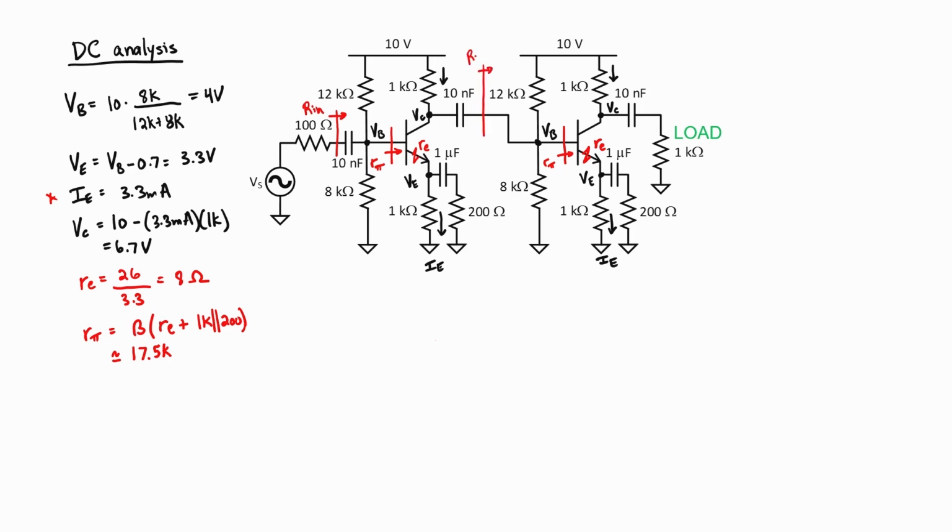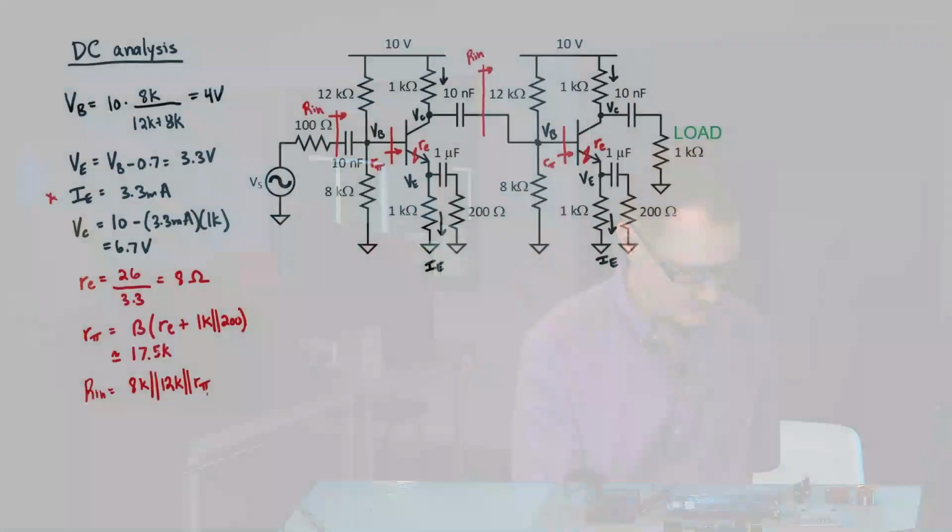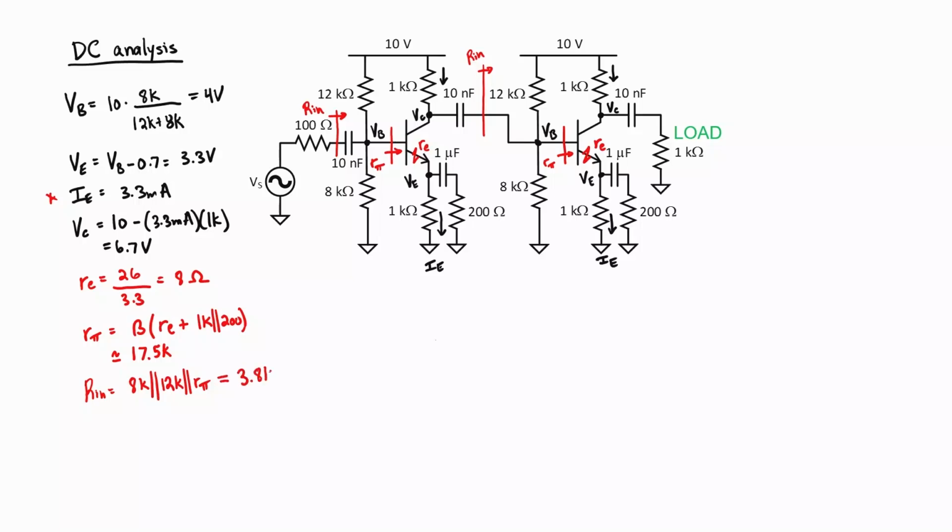Let's label the input impedances, which will also be the same. It's 8 kilo ohms from the branch to ground in parallel with 12 kilo ohms, the branch up to the power supply, in parallel with R pi. By the way, my use here of R pi is not standard. R pi is usually defined as beta times little r sub e, and here I'm using it for the full base resistance. Just something to keep in mind. I'm consistent here in this problem, though. The input impedance winds up to be 3.8 kilo ohms.